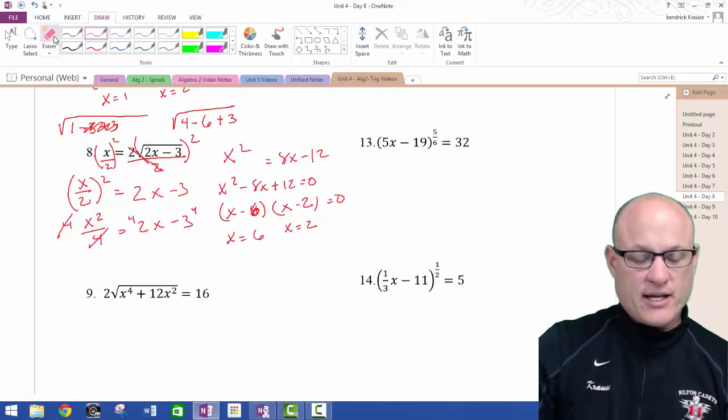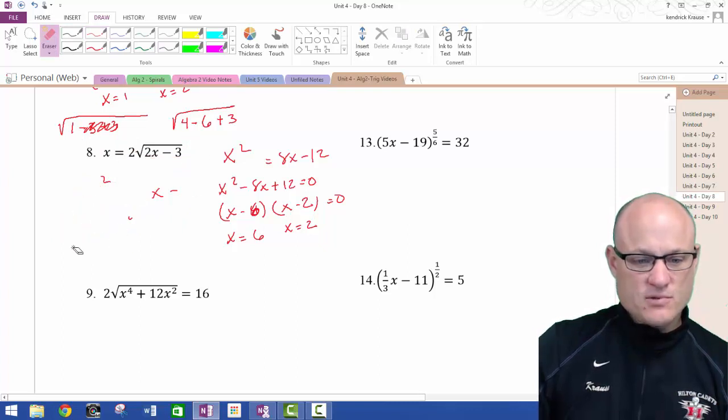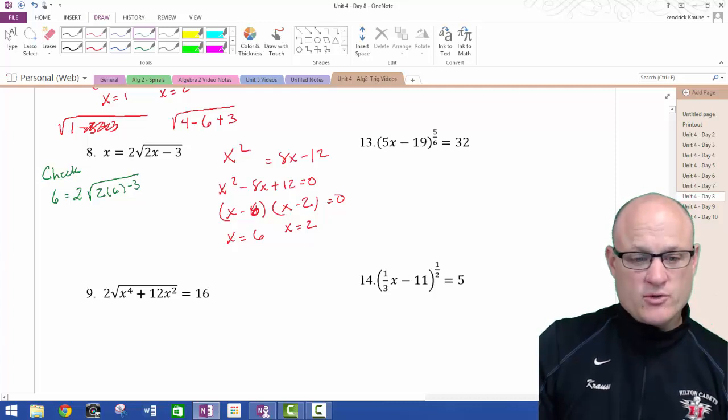But I definitely have to check this. Let me do that over here, just to make sure it works. I want to know if 6 equals 2 times the square root of 6 minus 3. Well, 2 times 6 is 12. 12 minus 3 is 9. The square root of 9 is 3. 2 times 3 is 6. So I end up with 6 equals 6 here.